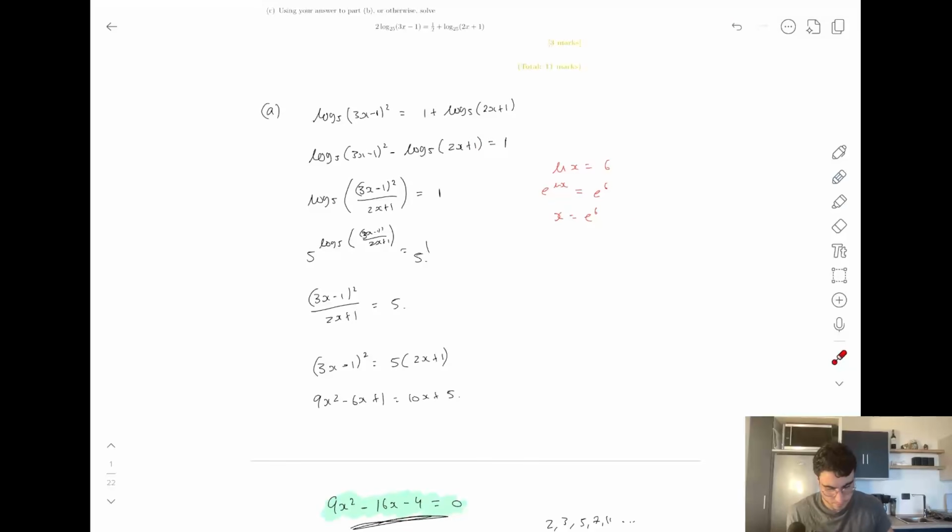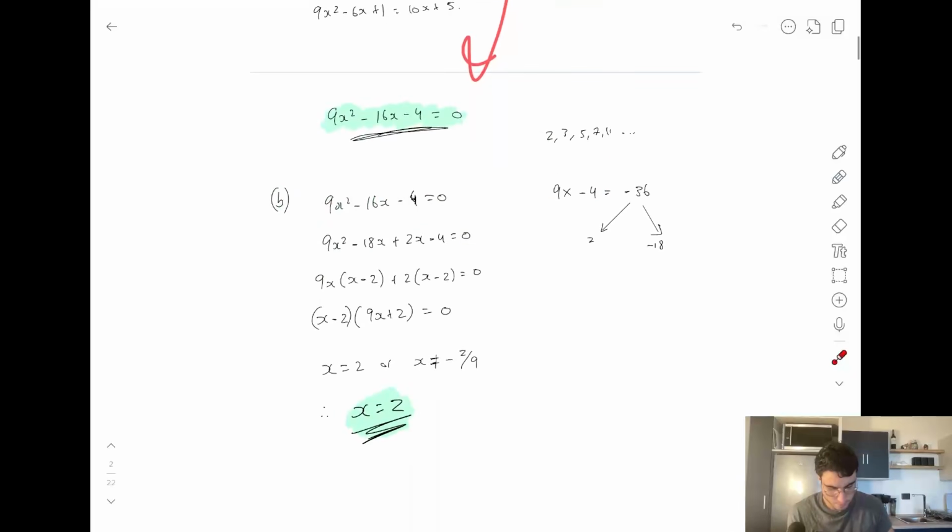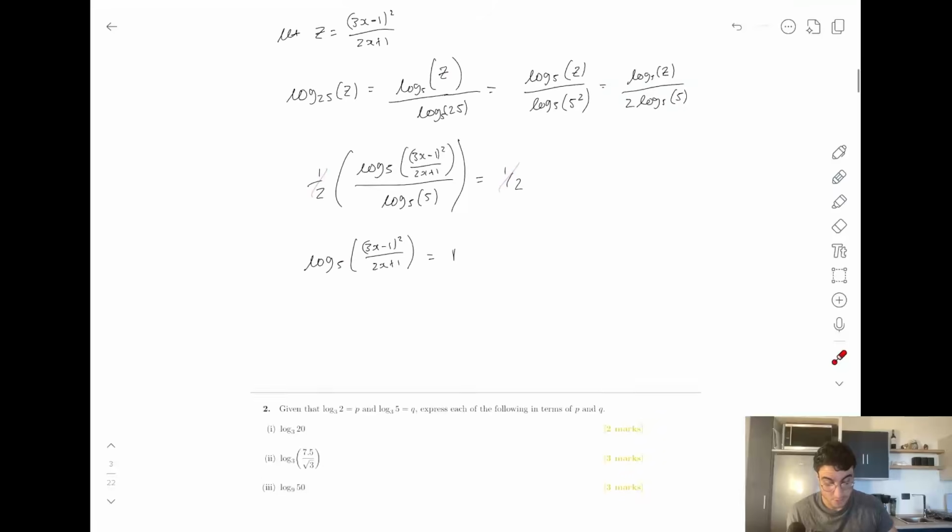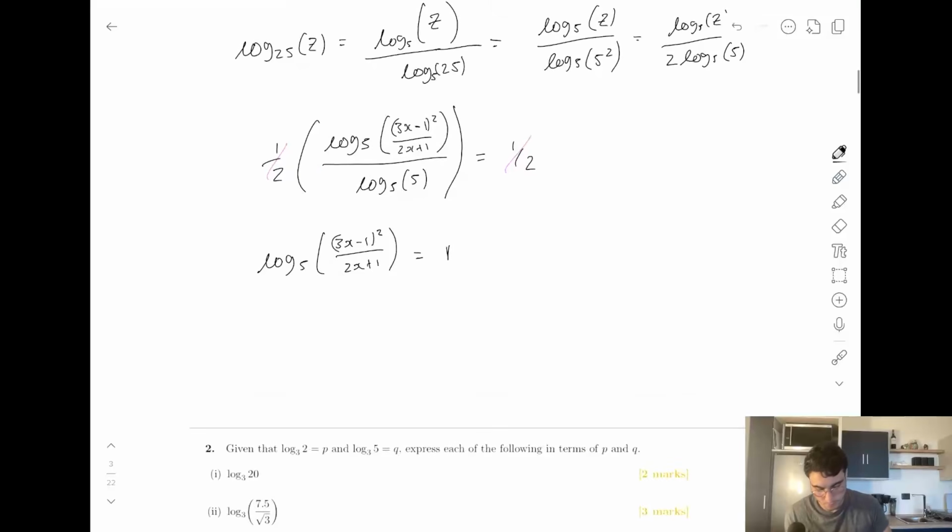Okay. And we solved that. We got x equals 2. So therefore, I'm simply going to say that x equals 2. Okay, we've already solved it. And that's it. So how do we go about doing this again?